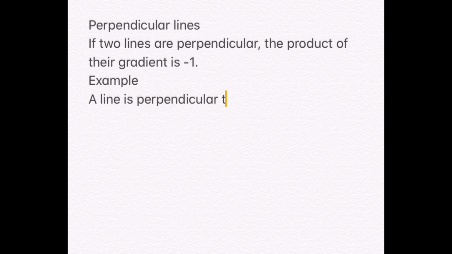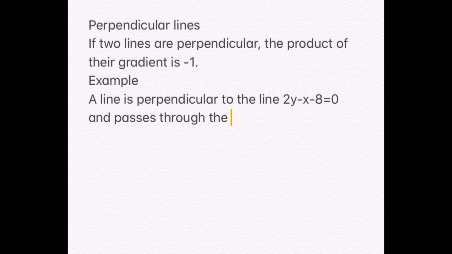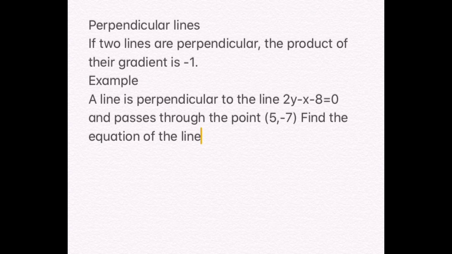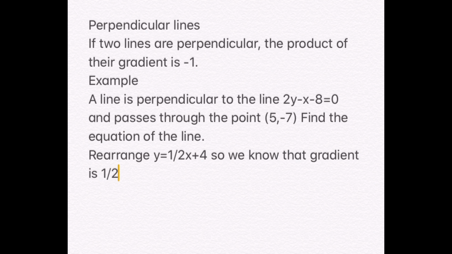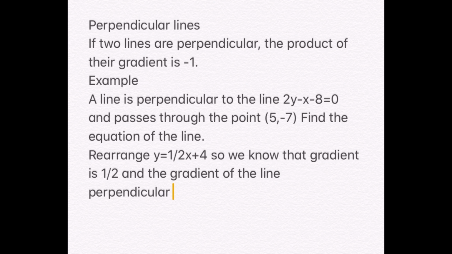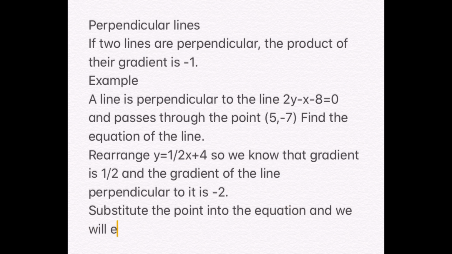Let's look at an example of this in which a line is perpendicular to the line 2y minus x minus 8 equals 0, and we know that it passes through the point (5, -7). We have to find the equation of the line. First of all, we would rearrange 2y minus x minus 8 into y equals something, so we can find the gradient, which is a half, and the gradient of the line perpendicular to it is -2, as -2 times a half is -1.